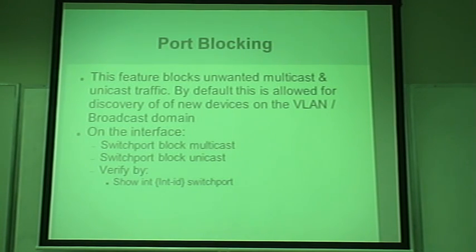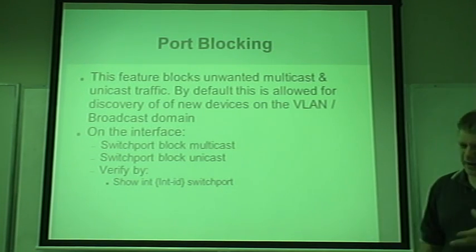Port blocking. This feature blocks unwanted multicast and unicast traffic. Let's pause right there. What's unicast traffic? I know you know, you sat in last class. One-to-one communication. All right? Host to host. Host to gateway. What's multicast traffic? Sort of like promiscuous? Is it sort of like how we can talk to every group? Groups. So if I'm in a multicast group, I'm talking to everybody in that multicast group. It kind of works like broadcasts, but in a more limited fashion.